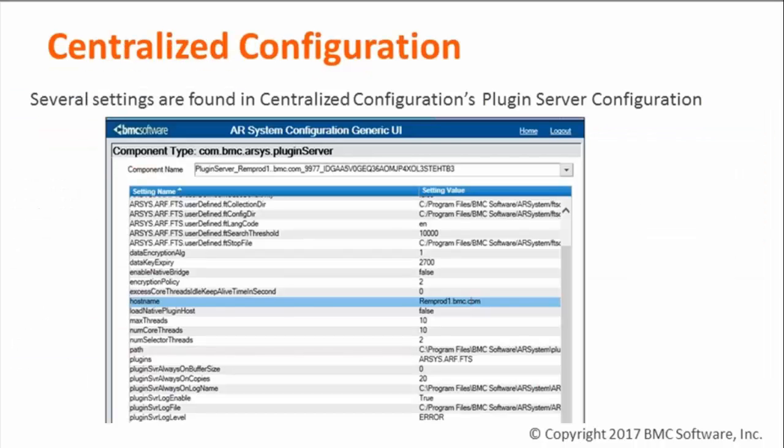And several settings are found in the plugin server configuration from the centralized configuration. And here we see an example of the sync changes from our previous screen. You could also change parameters from the centralized configuration if you wanted. You can change settings for every server and every plugin from the one centralized location.